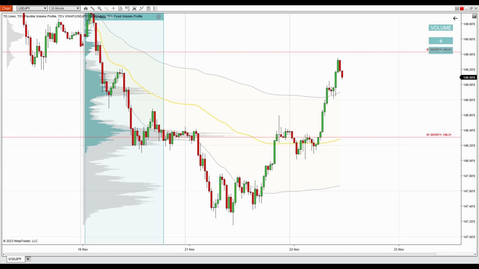Today I'll talk about US dollar Japanese yen. I was talking about the US dollar Japanese yen yesterday as well, so today I'll give you a little update on the level we had there, and also there's a new level to trade from.